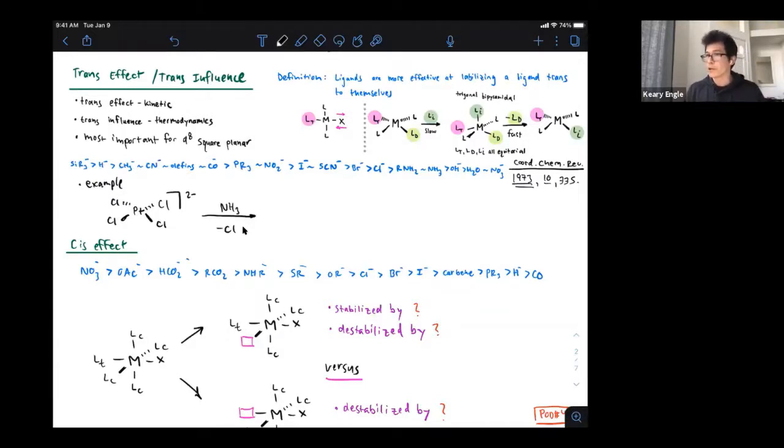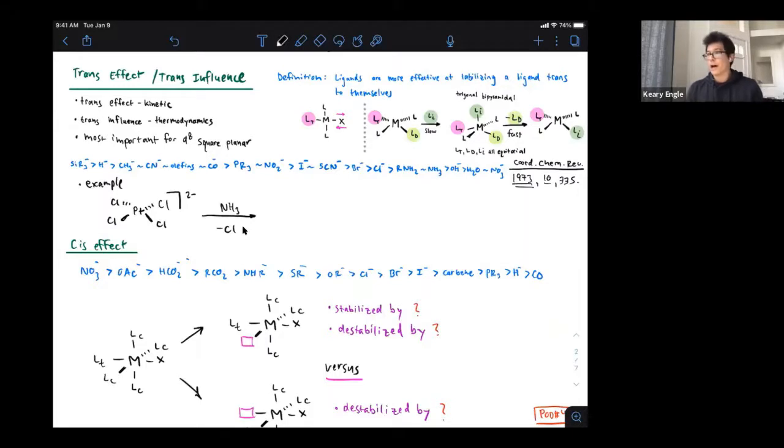So a quick bit of nomenclature. Strictly speaking, people in the literature sometimes get a little bit lazy and use these terms interchangeably, but the trans effect should be reserved for a kinetic phenomenon, so selectivity for substitution at one position versus another position. The trans influence should be reserved for describing a thermodynamic phenomenon, for example, bond lengthening or bond weakening as observed in X-ray crystal structures or in IR stretching frequency.